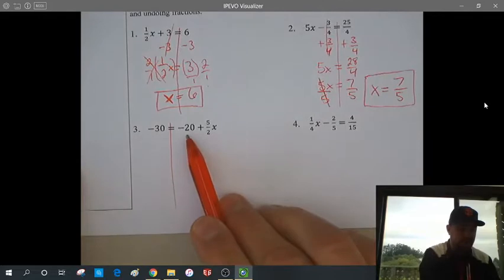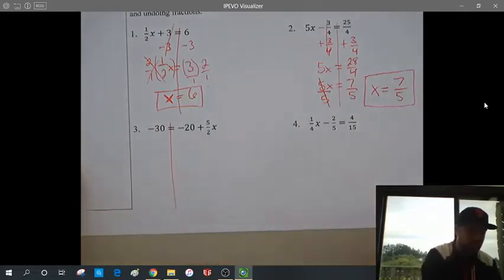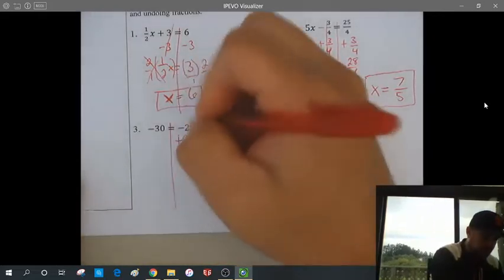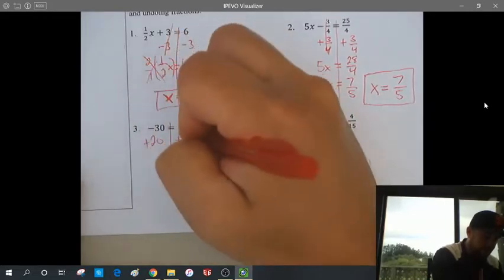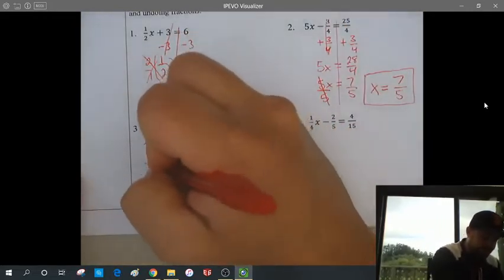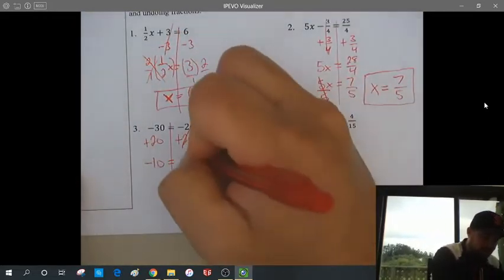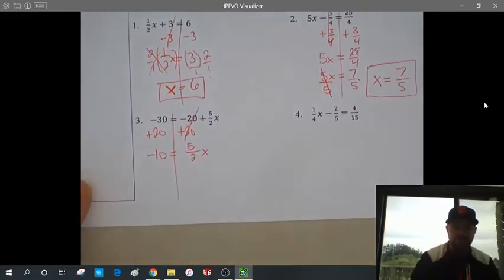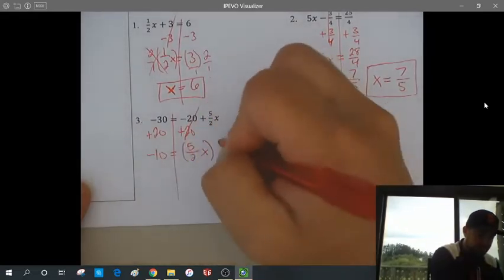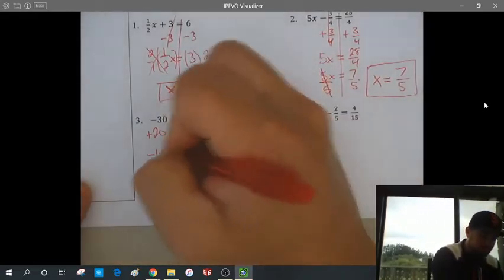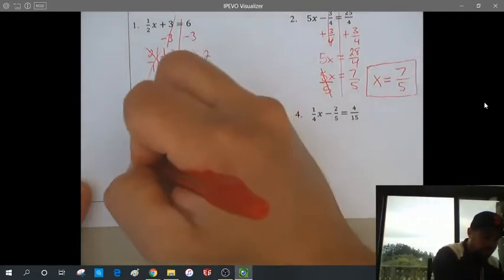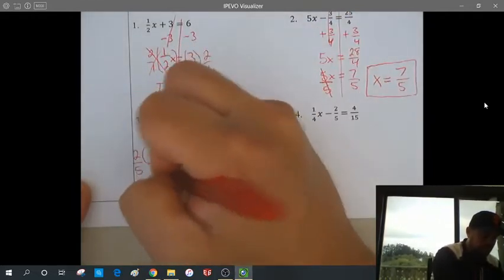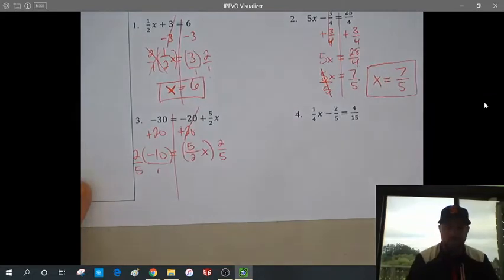Okay, number 3. Again, find my variable over here. I have a constant of -20. I have 5/2 as my coefficient. I'm going to take care of the constant first, so add 20 to both sides. Again, -10 is equal to 5/2 x. To get rid of the 5/2 here, multiply both sides by the reciprocal of 5/2, which is 2 over 5.